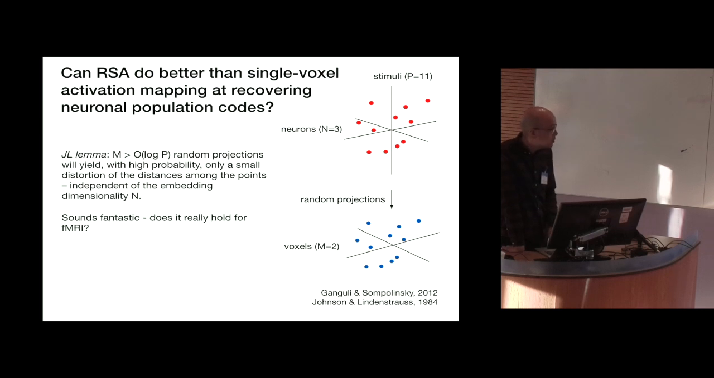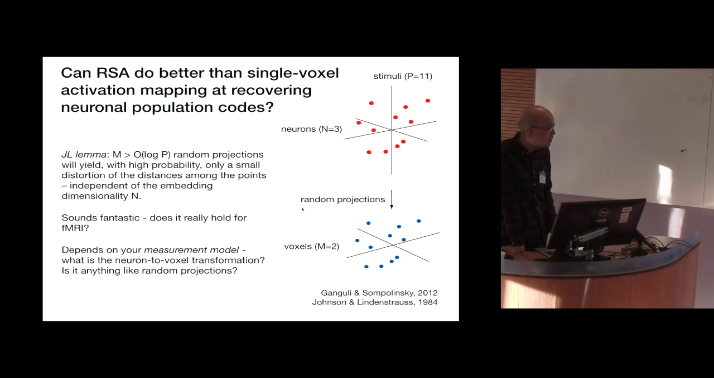So that sounds great, right? But the tricky bit is this, the random projection bit. Is this really a sensible measurement model? Is this how fMRI voxels are generated, by taking random projections on neurons? If it is, then this would hold and it would be fantastic, right? We could forget about single unit recording.